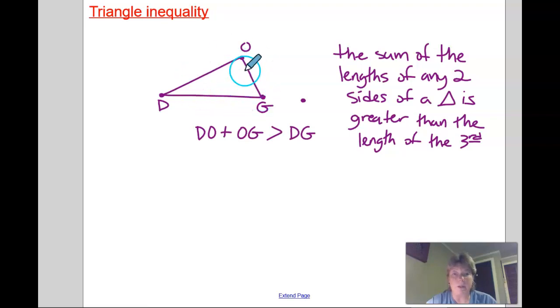So in this picture, right, DG is the longest side. That means angle O is going to be the largest angle. And OG is the shortest side, which means angle D out here is going to be the smallest angle. And then obviously angle G is going to be in between those 2 measurements.